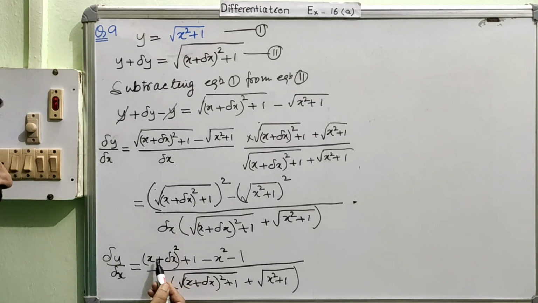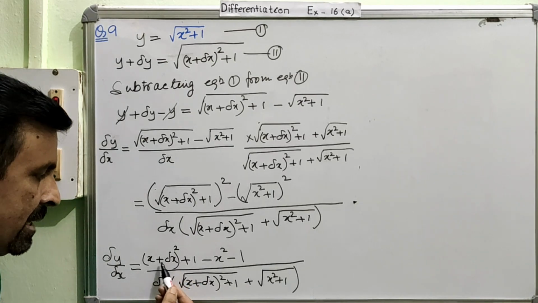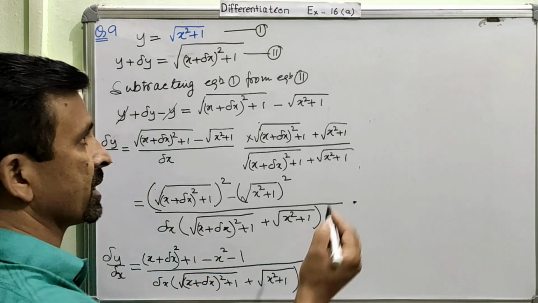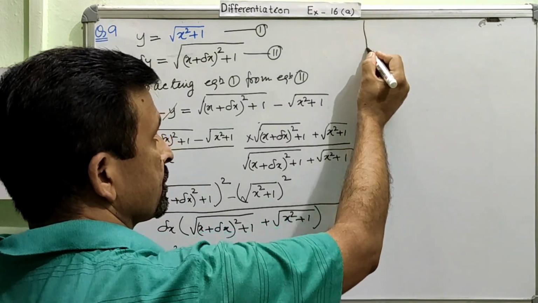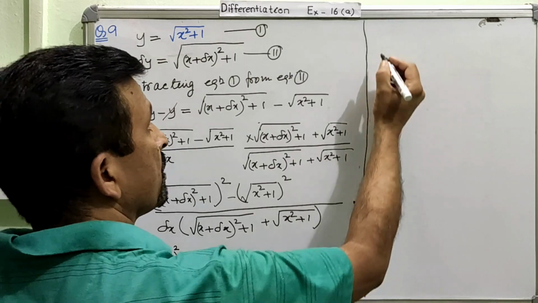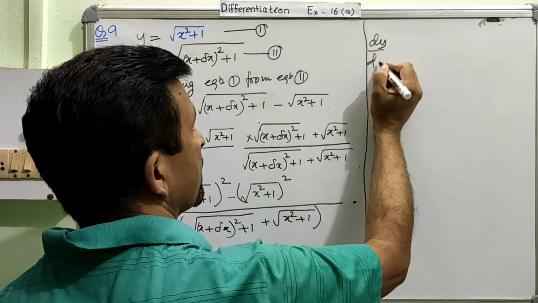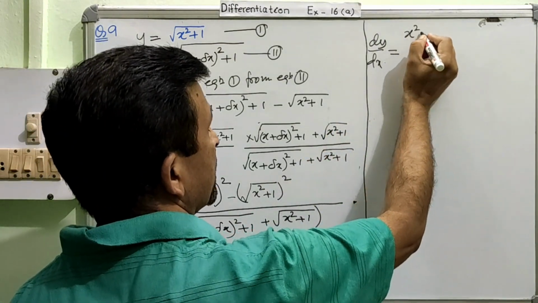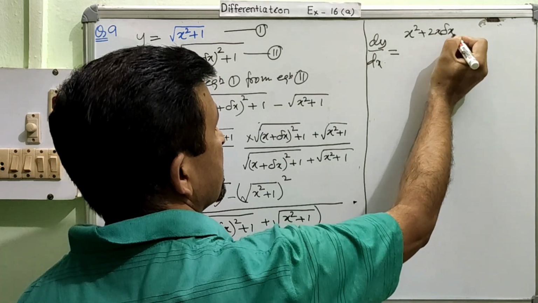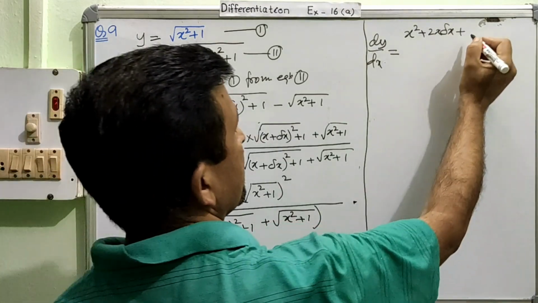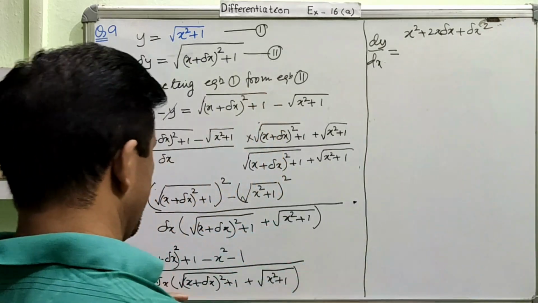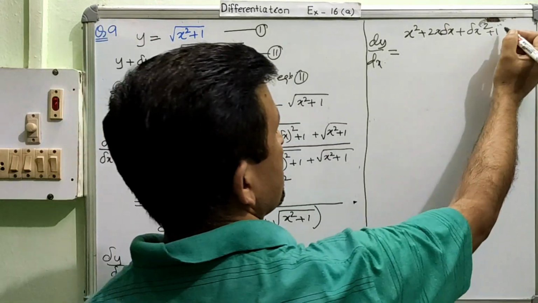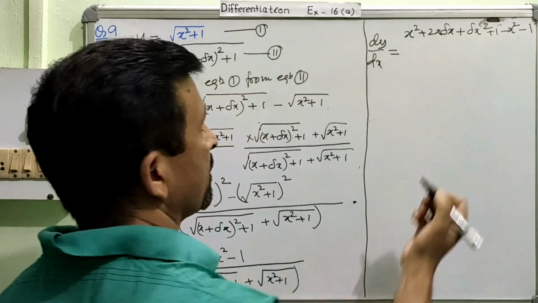Now in the numerator, this is a perfect square, a plus b whole square. After writing the expansion of this a plus b whole square, we will be able to simplify the numerator. So let us go for that. dy by dx is equal to, a plus b whole square, so x square plus 2x delta x plus delta x square, right? And then this plus 1, and then this remaining minus x square minus 1.